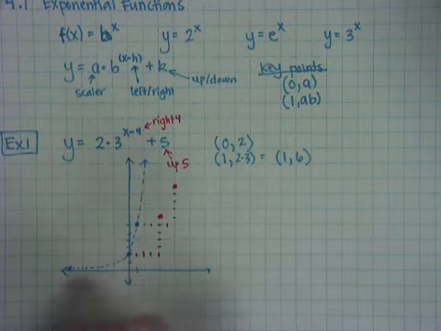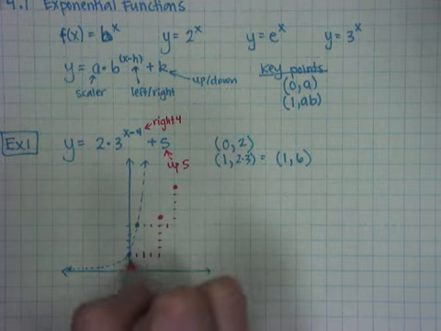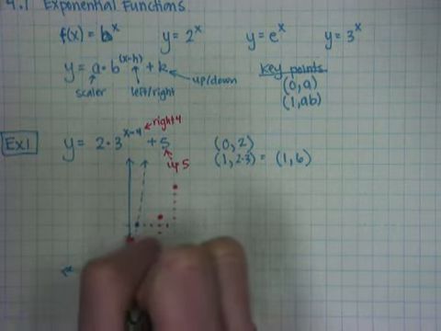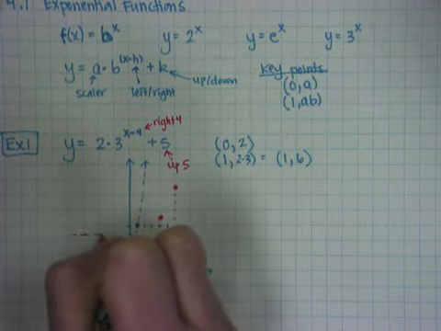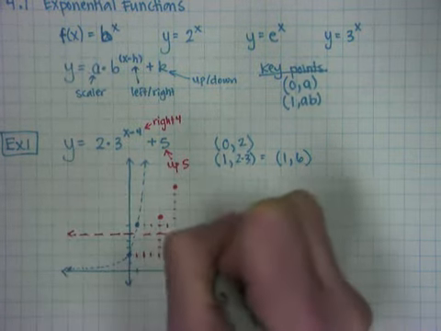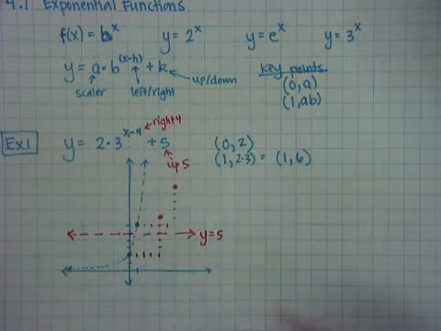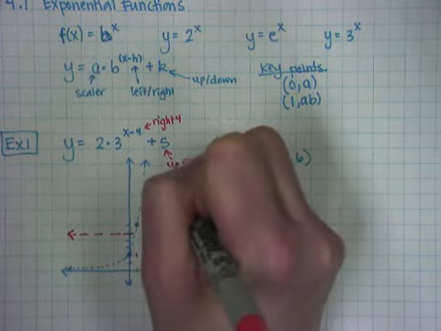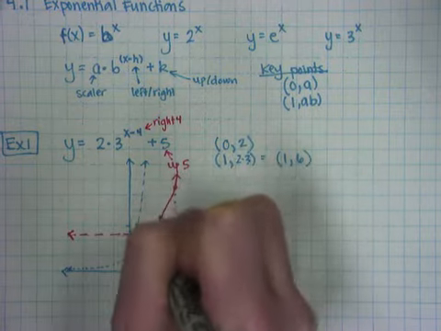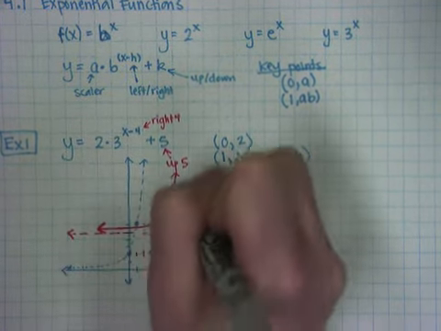My horizontal asymptote used to be at 0. It also gets shifted up 5. So 1, 2, 3, 4, 5. And it's horizontal, so I'm going to draw it out flat. There's the line y equals 5, my asymptote. Okay. And then I would draw my curve in.